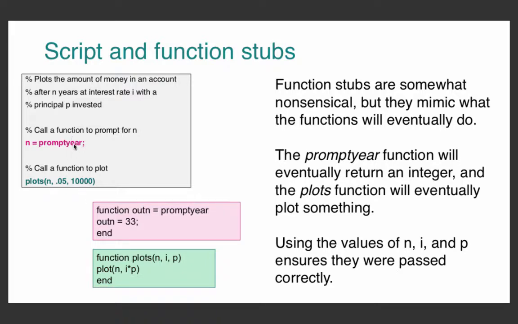So then we stub these functions out. We sketch the function. We create a function called prompt here. Eventually it will prompt the user, but right now we're just going to output 33, always 33. And then there's plot. Initially, it's just going to plot n times I times p, where n is the number of years, I is the interest rate, and p is the principal amount. It might not be the correct thing to do, but it just gives us a general idea of what's going to happen, and it ensures that we're passing the correct values and accepting the correct values back.